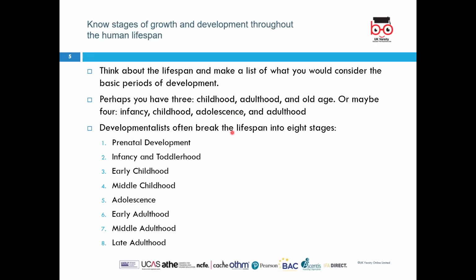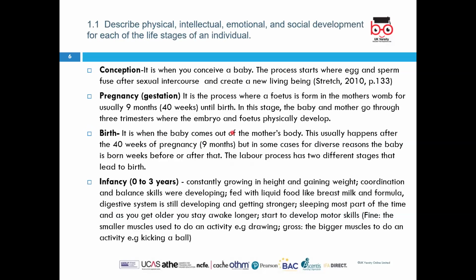Some people have also divided it into further stages, such as prenatal. Prenatal is even before the child is born, and then infancy, from when the child is born till 1 year of age, early childhood, middle childhood, and then adolescence or late childhood, early adulthood, middle adulthood, and late adulthood. Any of these is normal.